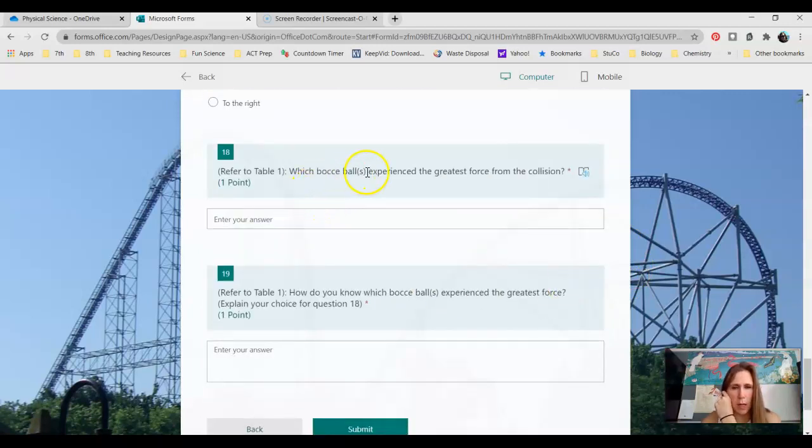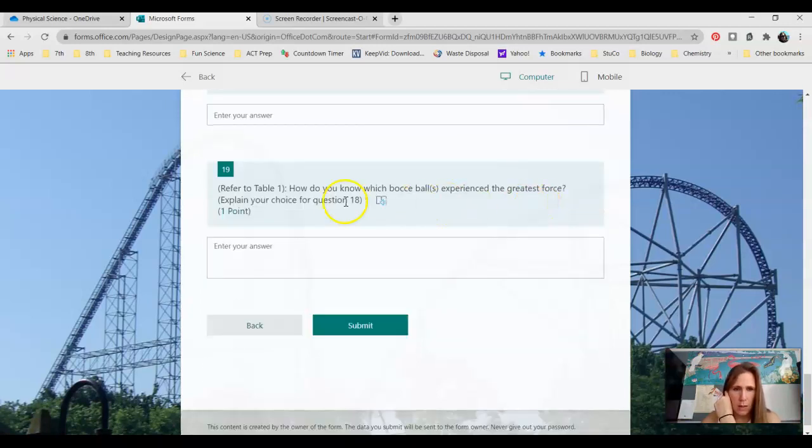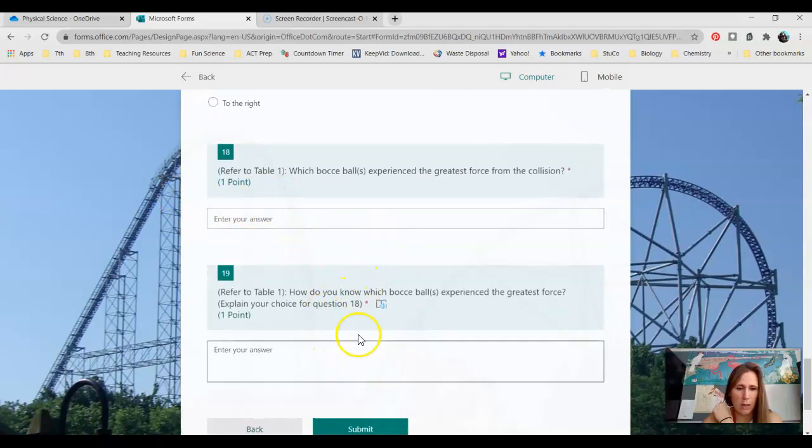18, which bocce ball or bocce balls experienced the greatest force? So which one was hit the hardest from their collision? Okay, and then finally, how do you know which bocce balls experienced the greatest force? So basically explain your answer to question 18 for 19.